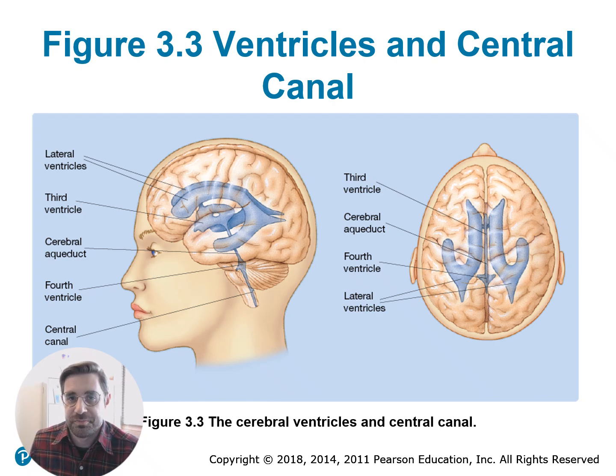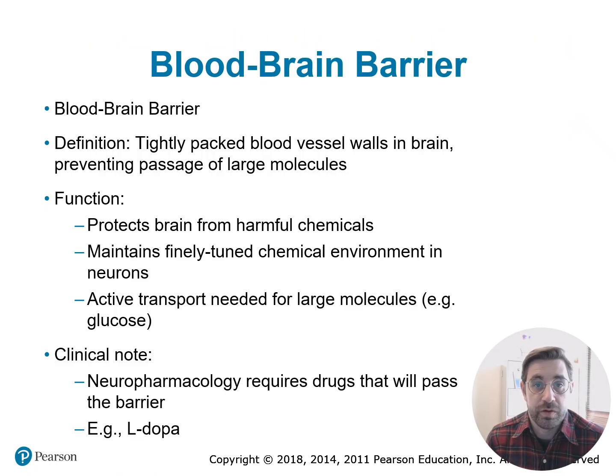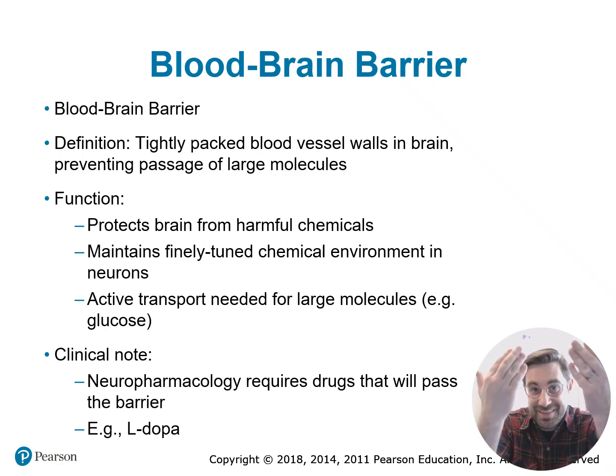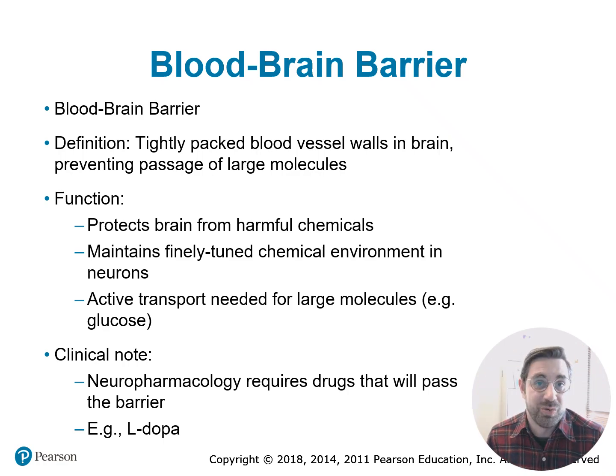Your final protection for your nervous system is called the blood-brain barrier. The blood-brain barrier is the name for the phenomenon where the blood vessels, your veins and your arteries that we find in your brain, have tightly packed walls. And this prevents large molecules from moving in and out of your arteries and your veins in the central nervous system. Now, the function of this blood-brain barrier is to protect harmful chemicals from exiting and entering into your brain.